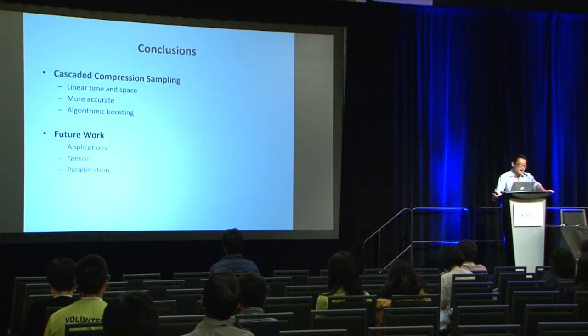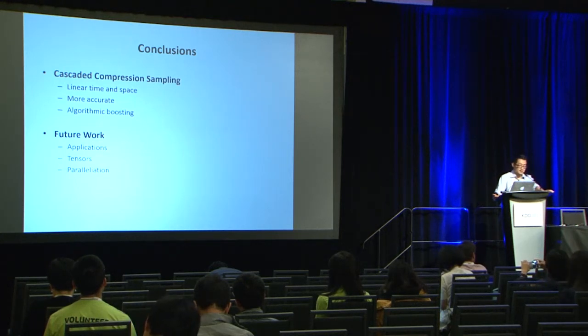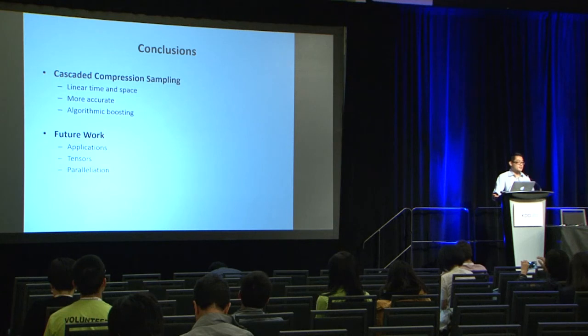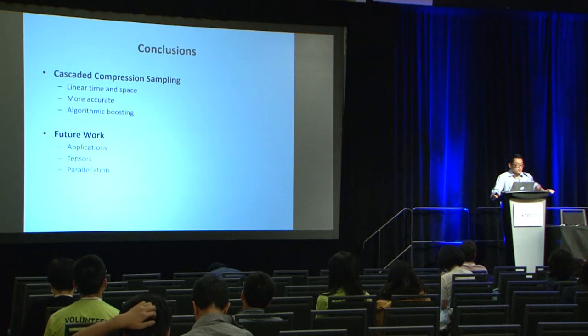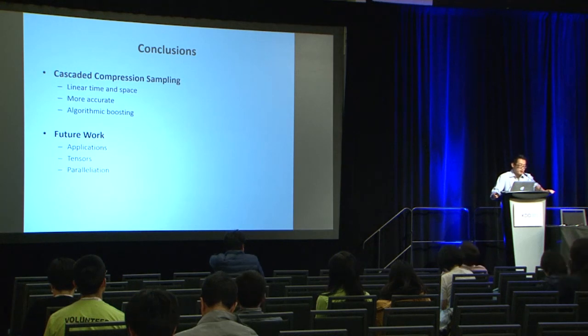Okay, so to conclude, we have proposed a new sampling paradigm called cascaded compression sampling. It only has linear time and space complexities, and it's more accurate empirically than the existing randomized algorithms. And it achieves very nice algorithm boosting properties by cascading simple sampling and sketching routines. In the future, we will definitely try this new sampling paradigm in a number of different applications, and we will also extend it to tensor problems as well as parallelization. Currently, we already have a parallel version of this approach.